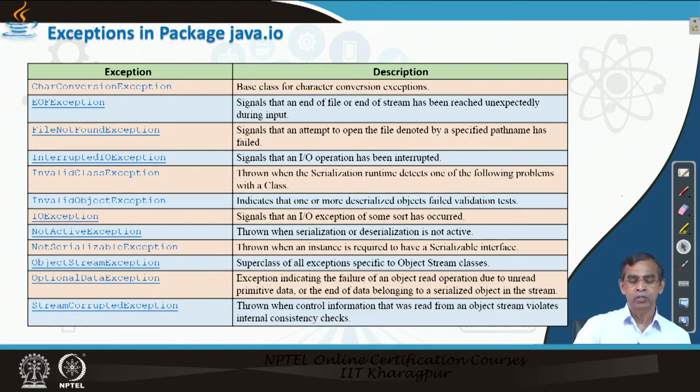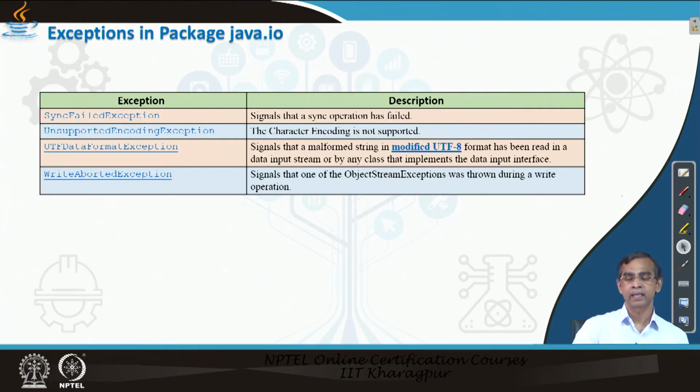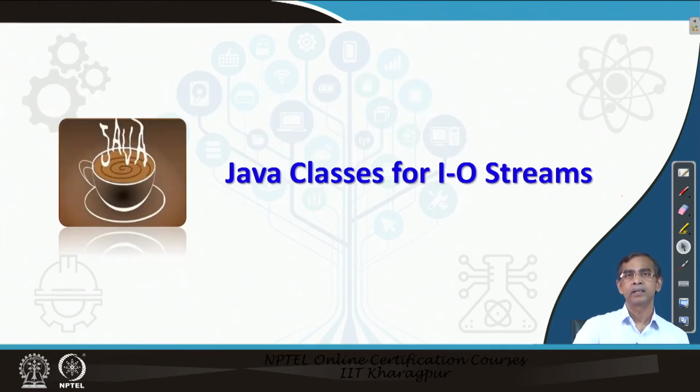So, these are the exceptions basically to make the program reliable, and this is important because you are dealing with different sources and targets of input and output. Therefore, an error may occur anytime. So, it is better to deal with the errors, and that is why these exception classes are defined. These are the classes defined in the java.io package.